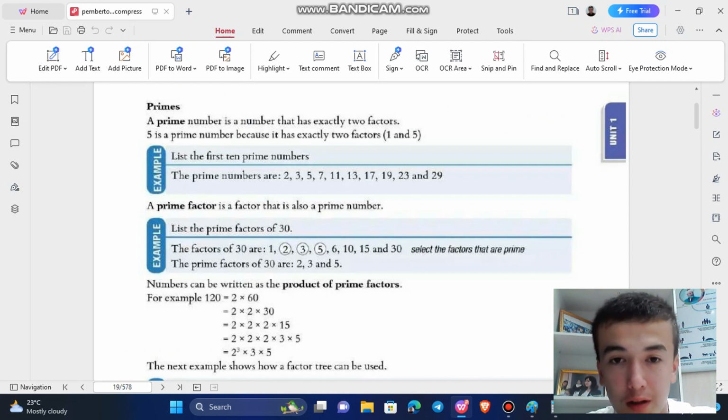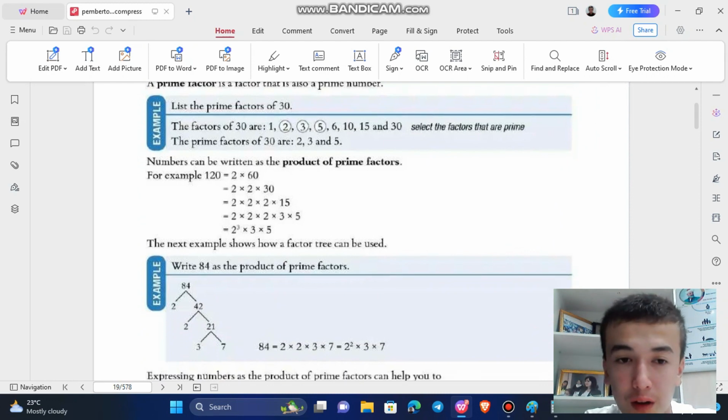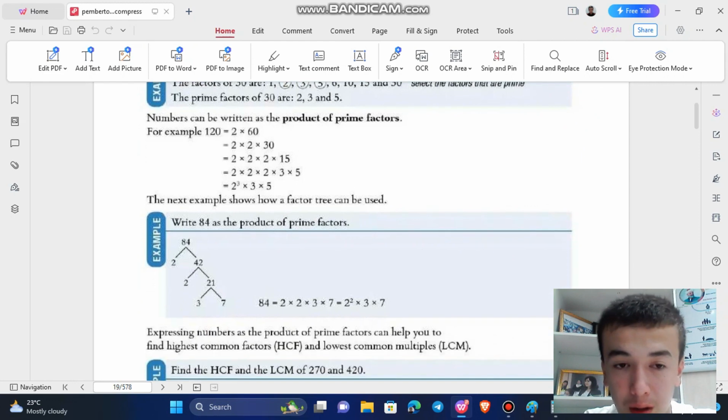We have had a short break, the summer holiday, and now we are going to look over the topics. Our last topic is about primes. As a reminder, a prime number is a number that has exactly two factors: the first one is 1, and the second one is the number itself. A prime factor is a factor that is also a prime number.